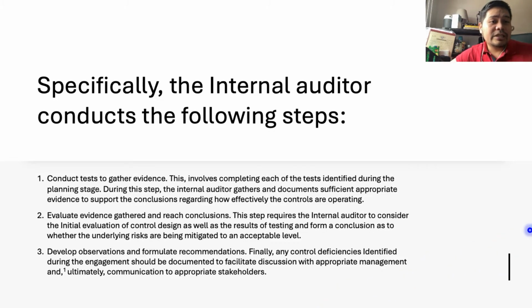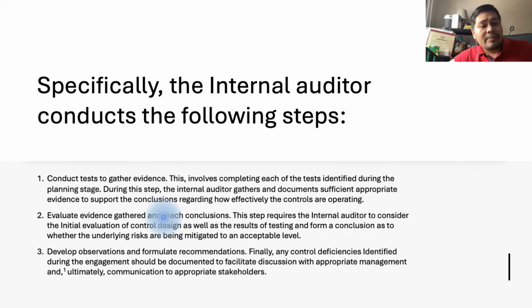Okay. In here, the second phase of assurance engagement, ito yun, the evidence or fieldwork involves performing the tests that were outlined in the planning phase and evaluating the results. So, remember, in evidence gathering or fieldwork, tayo ay guided ng ating ginawang planning. Okay? Specifically, the internal auditors conduct the following steps. Number one, they conduct tests to gather evidence. This involves completing each of the tests identified during the planning stage.